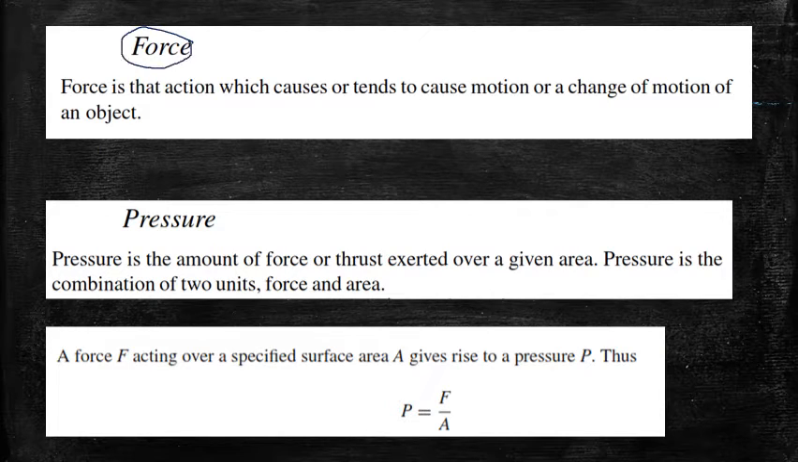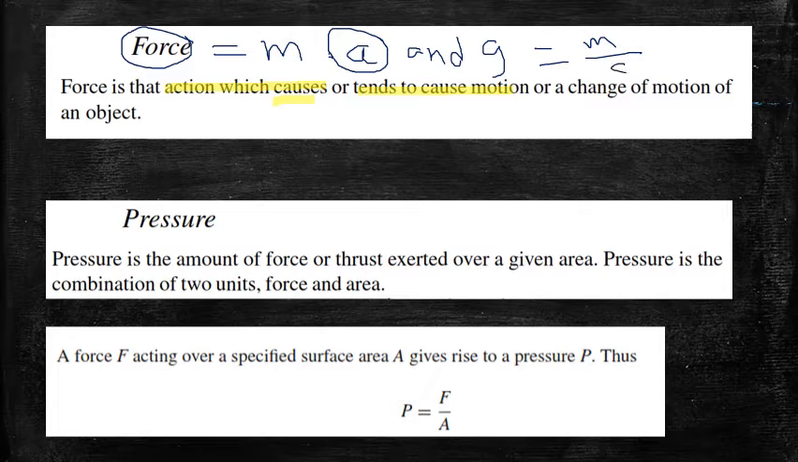Another derived unit is force. Force is an action which causes or tends to cause motion. Force equals mass times acceleration. Acceleration and gravity have the same unit, meter over square second. So the force can have the same units as the weight, but weight is mass times gravity, which is 9.81 meter over square second, while force equals mass times acceleration.